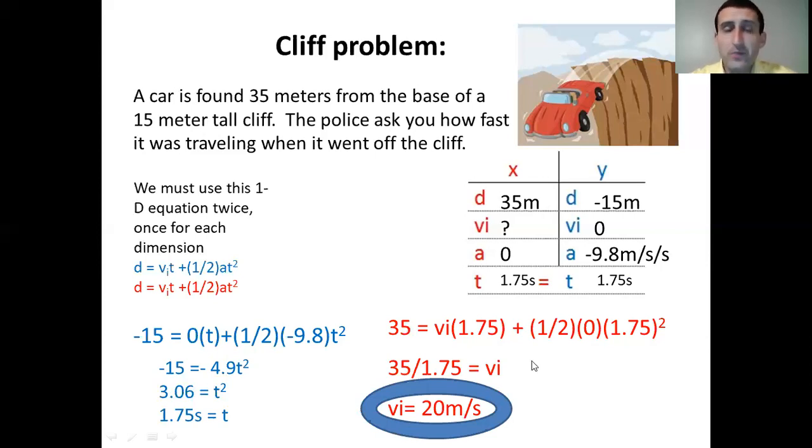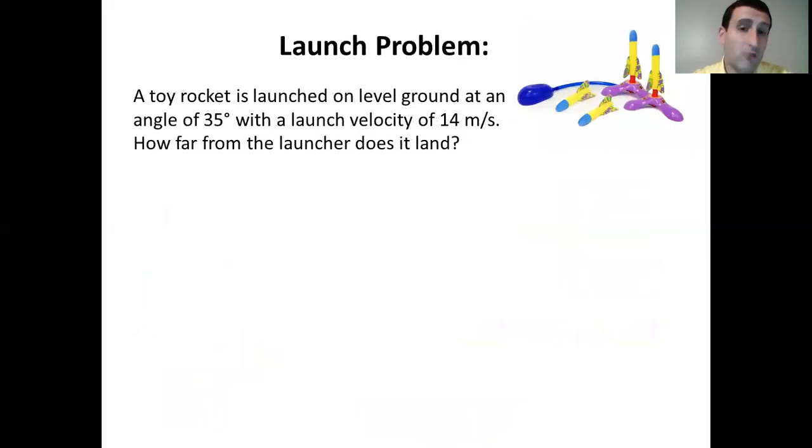So second cliff problem, again, primarily we're going to do two types of projectile motion problems. Cliff problems and soccer ball problems is what I call them. And so we've just done two cliff problems, and now we're going to do a soccer ball problem, or in this case, a rocket problem. So we've got a toy rocket launched on level ground at an angle of 35 degrees with a launch velocity of 14 meters per second. How far from the launcher does it land? So that's the question this time.